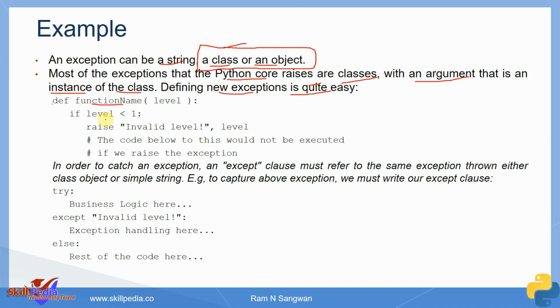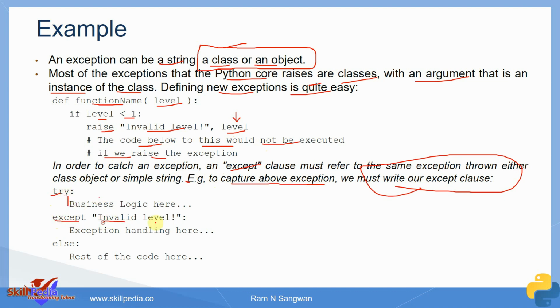Define a function, function name, level. If level is less than 1, then raise InvalidLevel, and you are passing the argument level. The code below this would not be executed if we raise the exception. In order to catch the exception, an except clause must refer to the same exception thrown, either class object or simple string. For example, to capture this above exception, we must write our except clause. So try, you write your business logic, except InvalidLevel, and exception handling code here, else rest of the code here as usual.